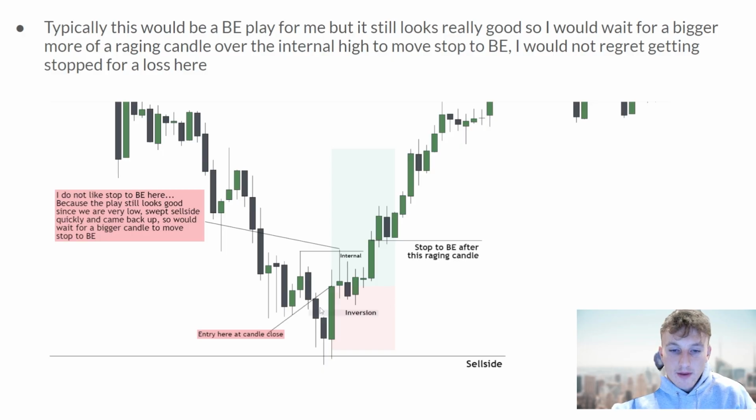I remember we were so low at this point, and I just knew this would probably still work for a long. So I waited for us to blast over this internal high rather than wick over it and then go down, because if we go down after this candle, I'm probably going to get stopped, and that's kind of a feel thing. And I wouldn't regret getting stopped for a loss here. I always ask people, would you regret getting stopped for a loss? In this situation, I probably wouldn't, because I know the bias is nice here.